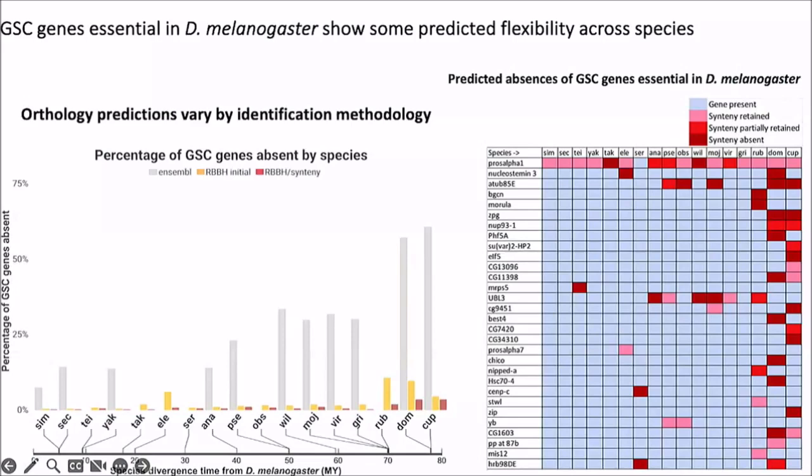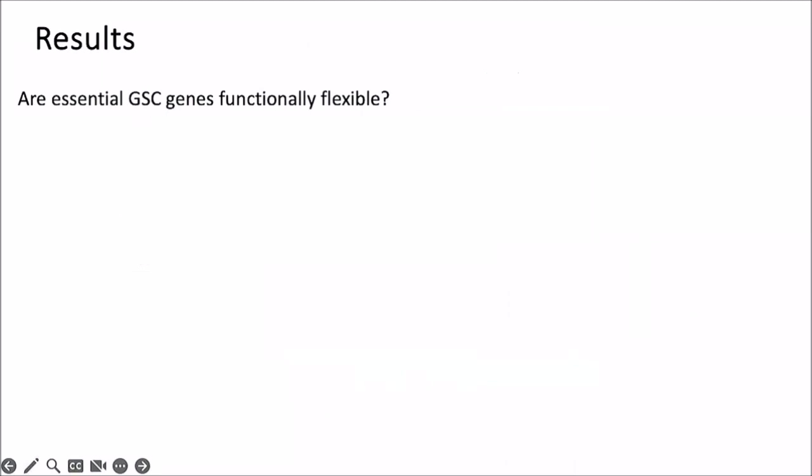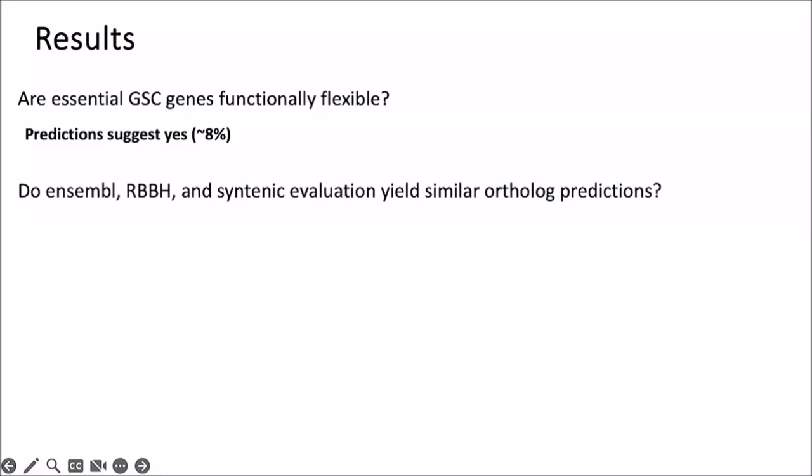So again, it's like the observations of genetic redundancy from a different perspective: we are seeing that there is a lot of flexibility with regard to how you get a particular phenotype across these different species. We're at the early stages of analyzing this, but there are some patterns that emerge. Genes that are involved in lots of interactions actually tend to be more likely to be flexible in terms of their presence or absence. So germline stem cells are functionally flexible. We think on average about 8%.